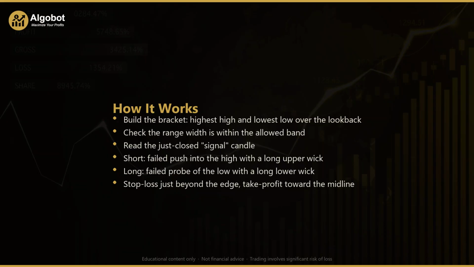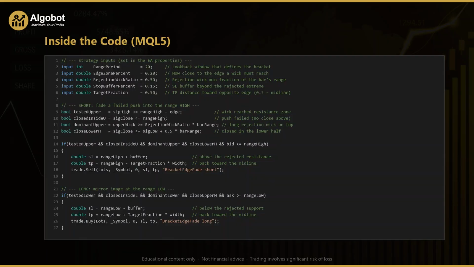The take profit is set a configurable fraction of the range back toward the opposite edge, at the default of 1/2. That lands right on the midline. The EA only ever holds one position at a time and lets the stop and target manage it from there. Let's read the code the way you'd see it in MetaEditor.